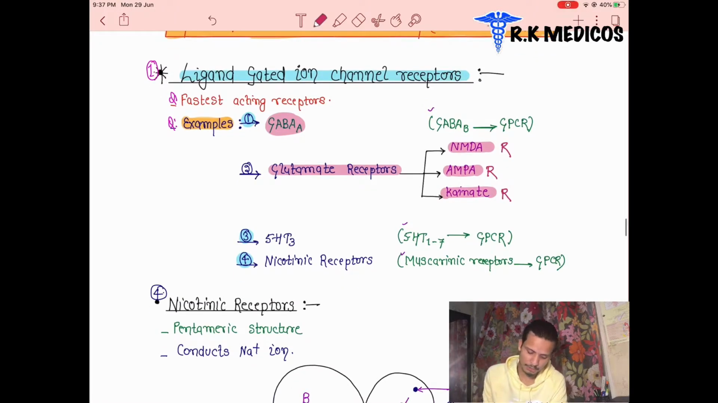Glutamate receptor. The next one is the serotonin receptor, 5-HT3, serotonin also called hydroxytryptamine. There are basically 7 types, 1 to 7: 5-HT1, 5-HT2, 5-HT3, and so on up to 5-HT7.